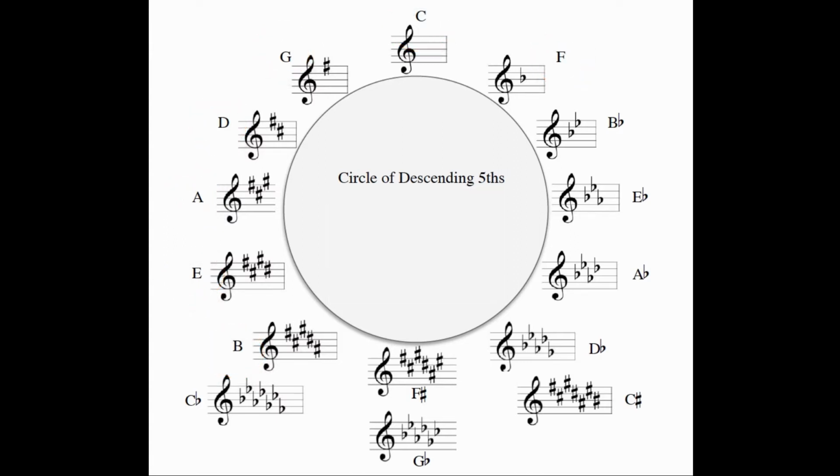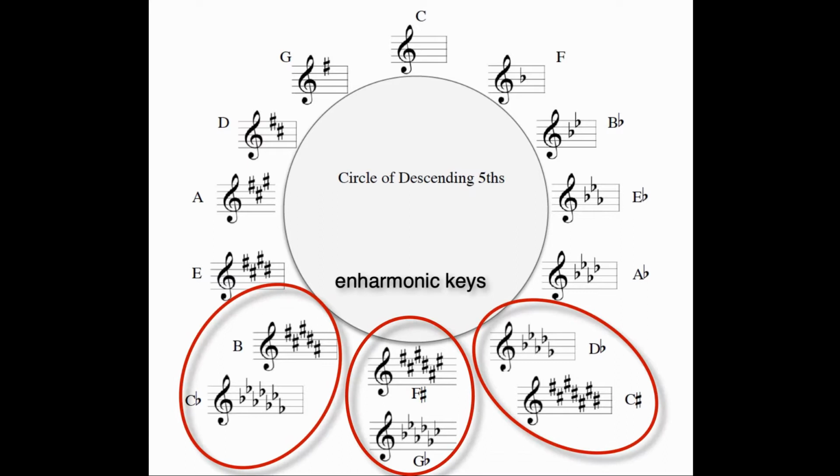Now, the key signatures at the bottom of the circle are called enharmonic keys because the pitches for those pairs of keys sound identical, but they can be written as either flats or sharps. That's the B and the C flat, the F sharp and the G flat, and the C sharp and the D flat.